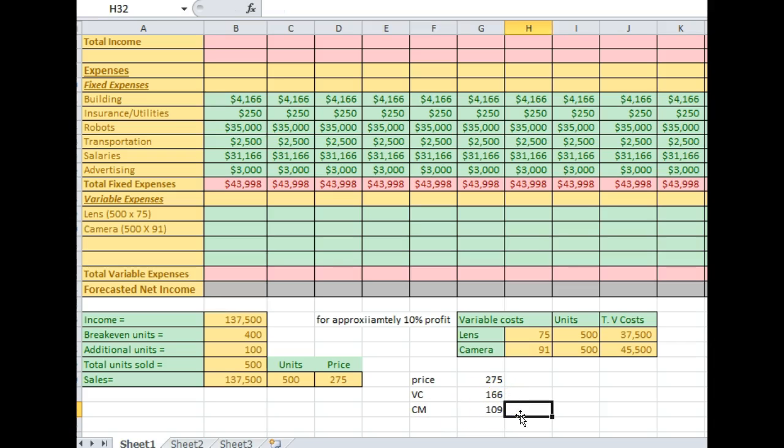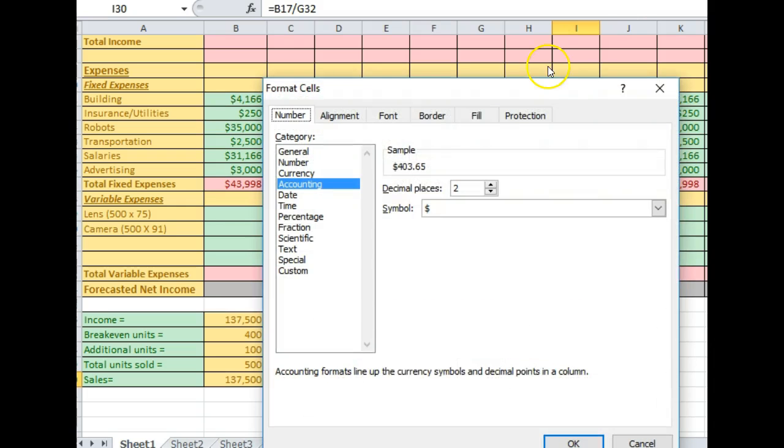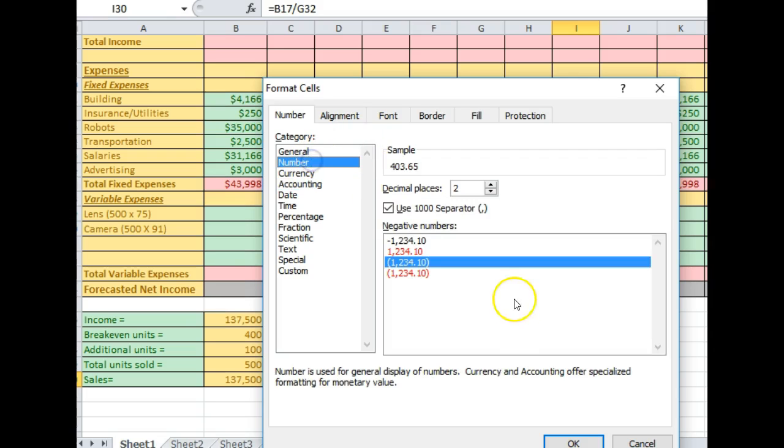Now to find out what your break-even units are, you will divide that 109 into the fixed cost. So that's going to be equal to 43,998 divided by that 109. And this says dollars, but actually it's not dollars. It's just a number. And we'll call it a number.